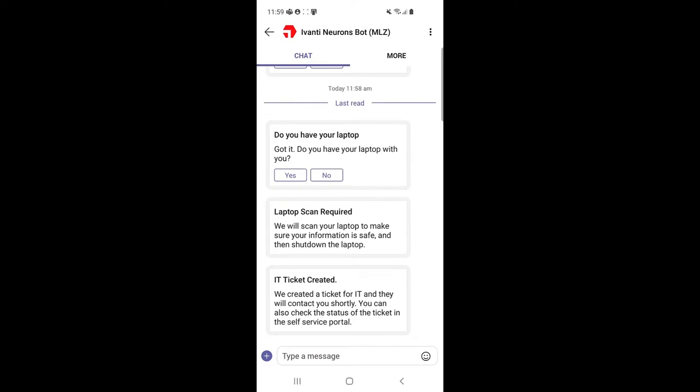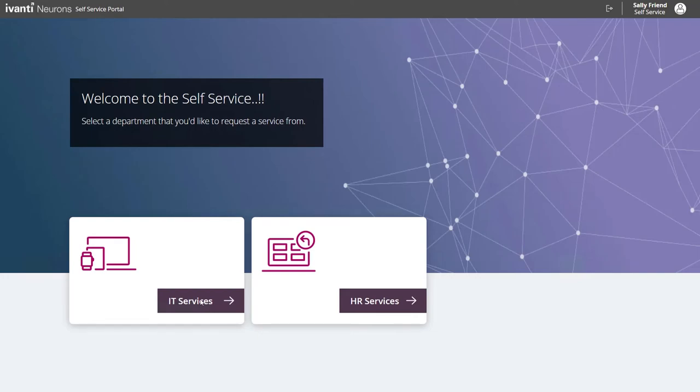Imagine your employees being notified about an issue before they knew they had one and helping to resolve that issue through your company's messaging system.